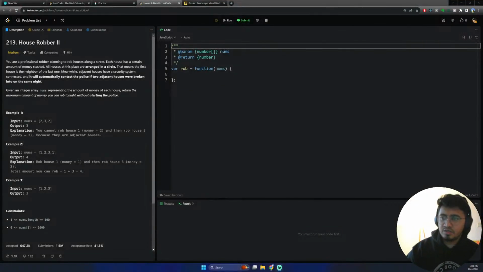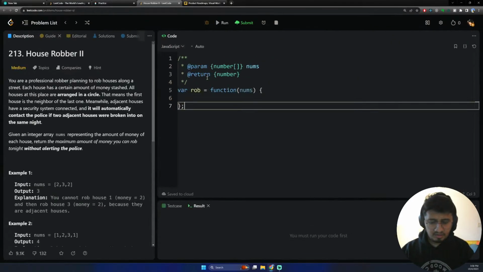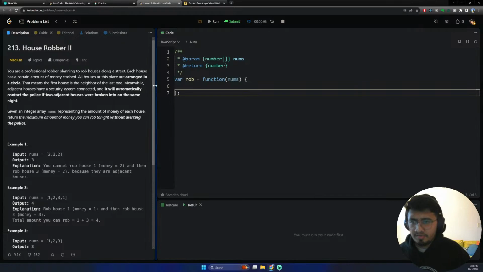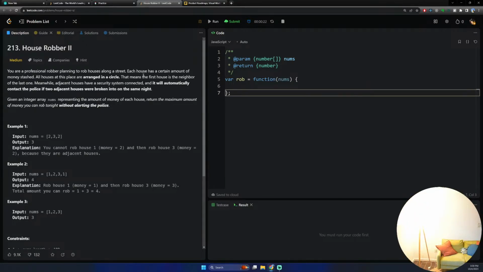Hey everyone. So today we'll be looking at 213 House Robber 2. After solving House Robber 1, let's try our luck solving House Robber 2. I was able to solve House Robber 1 with recursion using DFS like permutation, but it was not very intuitive how the DP solution works.